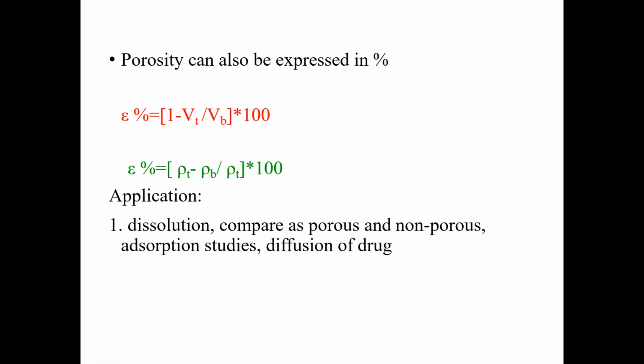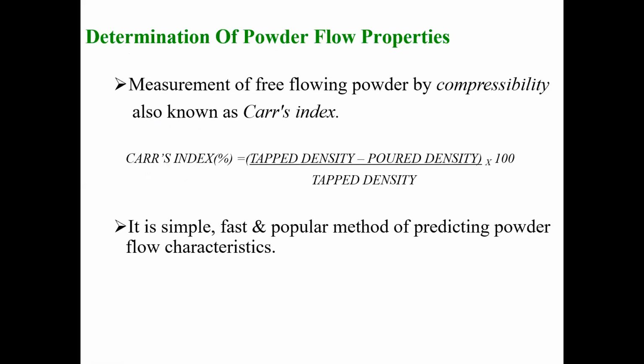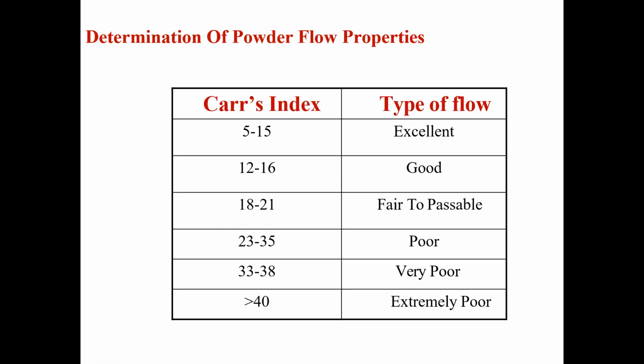Then application: it is applied in dissolution, comparing porous and non-porous materials, absorption studies, diffusion of drug, etc. Then the determination of powder flow properties is done by the Carr's index method. It is nothing but tapped density minus bulk density divided by tapped density. It is a very simple, fast, and very popular method of predicting powder flow characteristics.